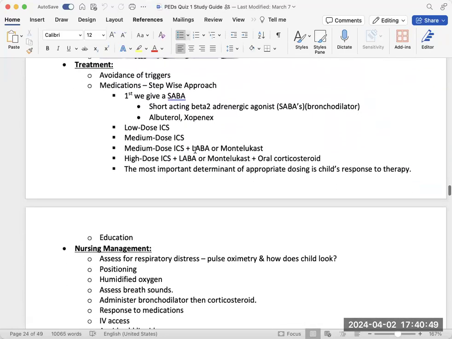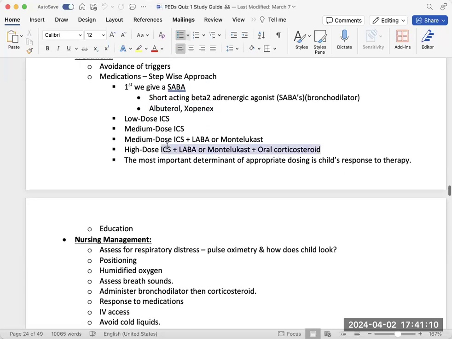Treatment, like we said, avoid triggers. We know that we will give a bronchodilator first before we give a corticosteroid. Usually we'll give short acting. I would just know that you're going to give a bronchodilator, something like albuterol. I would not know all of the high dose, medium dose, low dose. I don't think she'd expect you to know that.